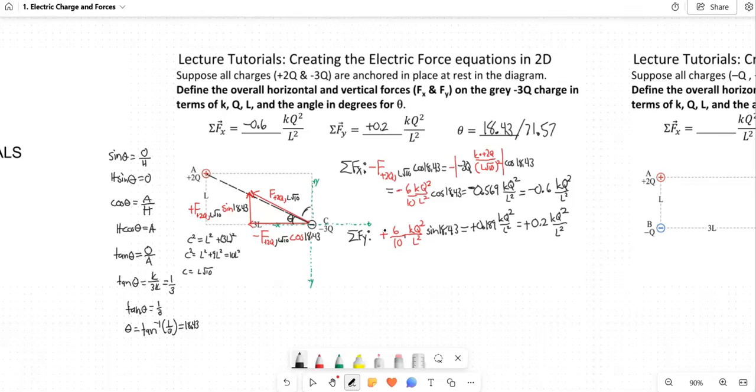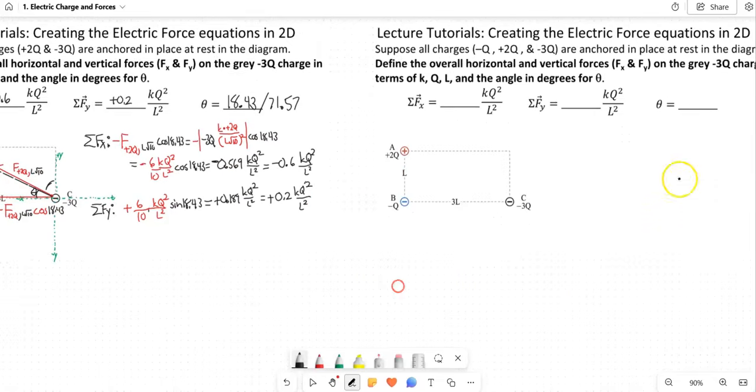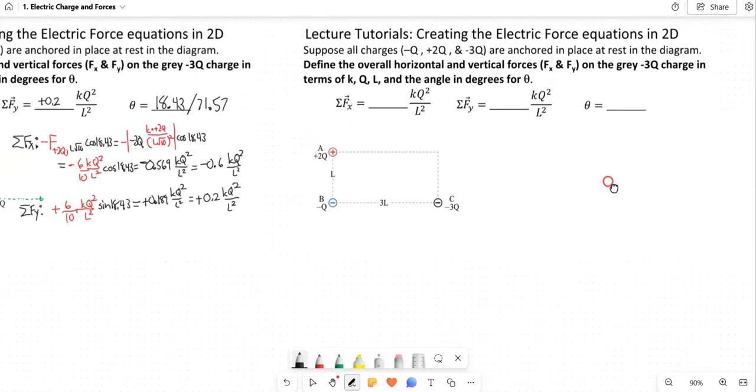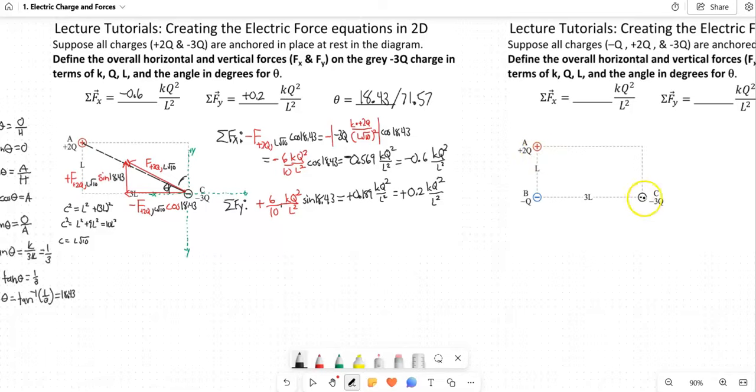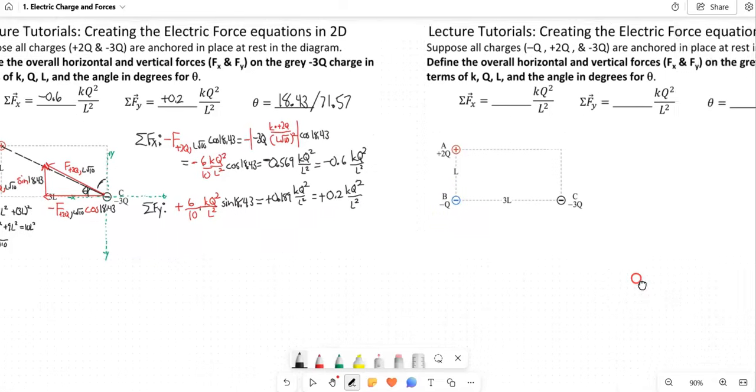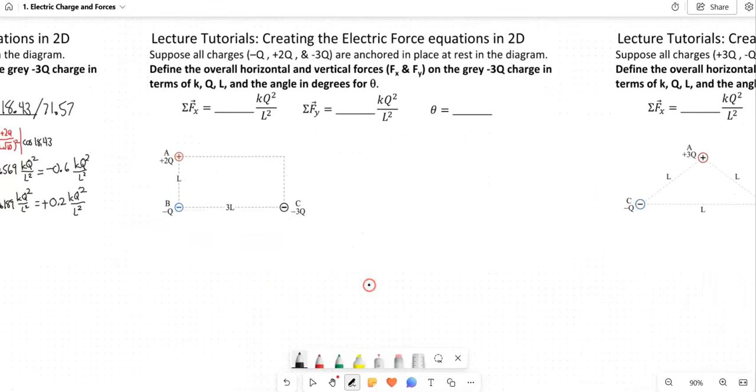So hopefully this is setting you up and this is going to help you with your tutorials. Okay. So this is the basics of it. I demonstrated the procedure as efficiently as I could. Let's do another one where you have now two objects acting on your negative 3q. You still have your positive 2q acting on our negative 3q, but over in this corner, we have a negative 1q acting on it. So let's see how this changes some things.